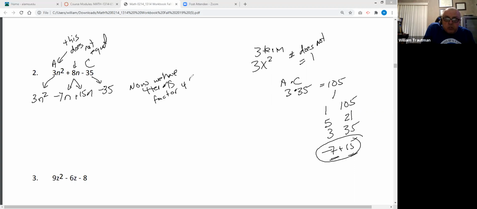Factor using the 4-term method. The 4-term method is to put a parentheses around the first 2 terms, put a parentheses around the second 2 terms, and make sure there's a plus sign between them. Factor out the GCF. Nothing, 3 and 7 don't factor, but an n does. Do you see the lowest power n? And n divides out.